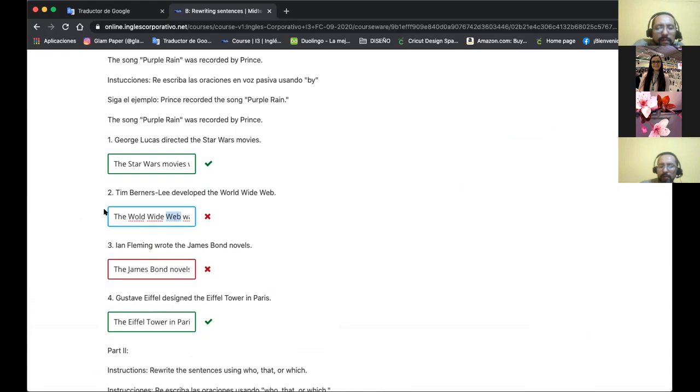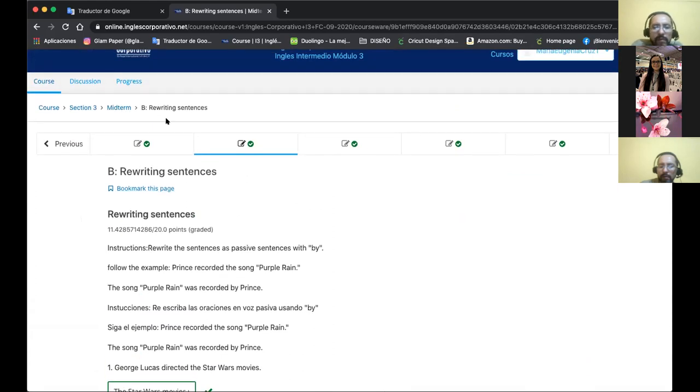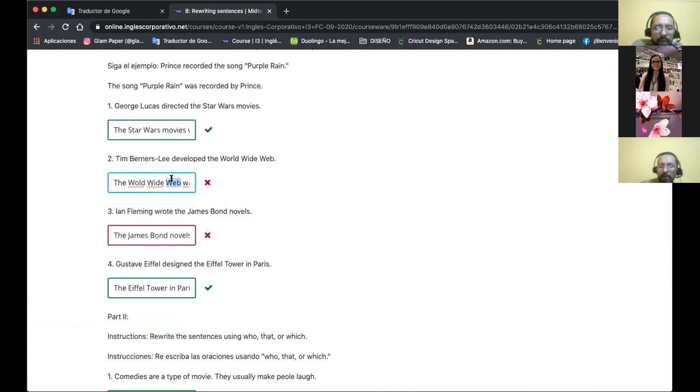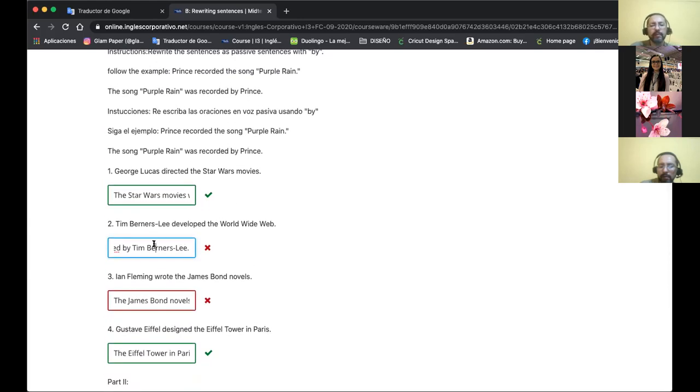Do you see? Which day? The rewriting sentences in the intermediate, the midterm. Yeah, okay. Continue, next. I got a problem with literal two: the World Wide Web was developed by Tim Berners-Lee, and it's wrong. I don't know what I've been doing wrong. The word is incorrect. You didn't write the word correctly.